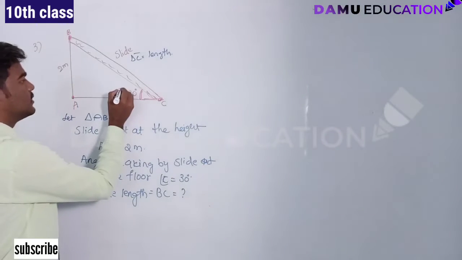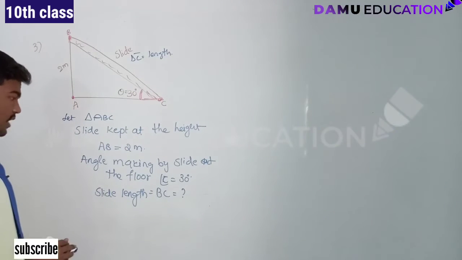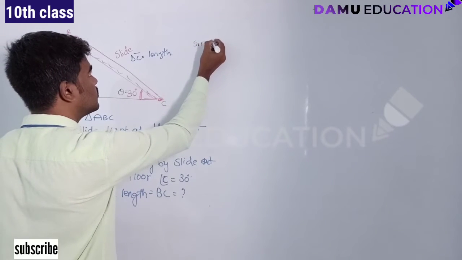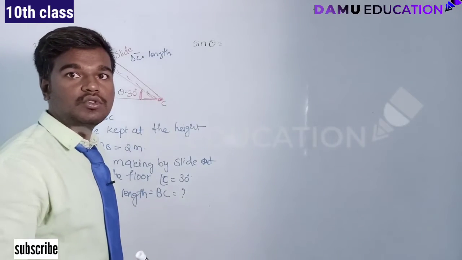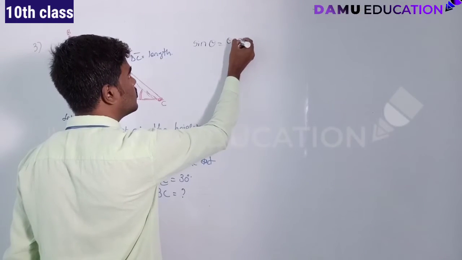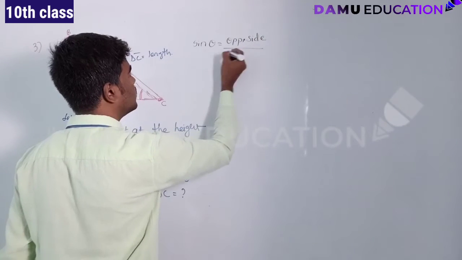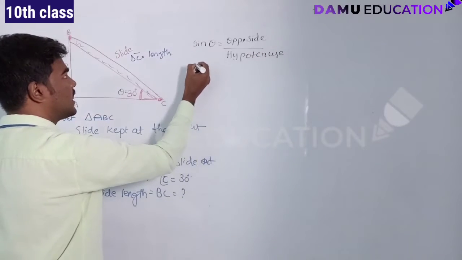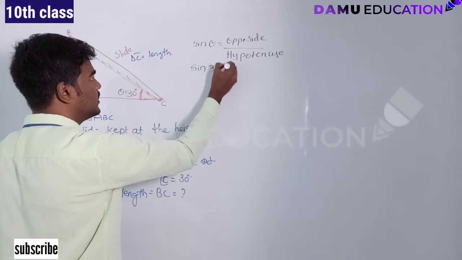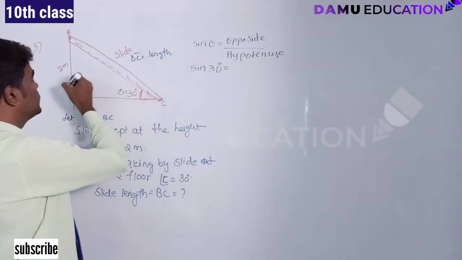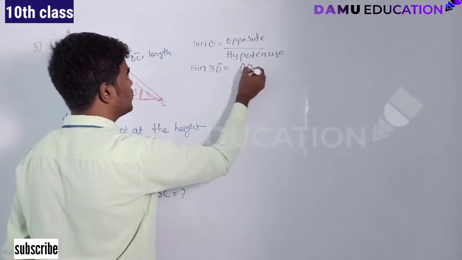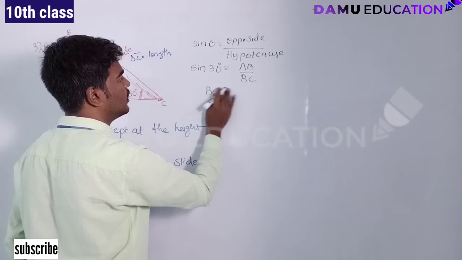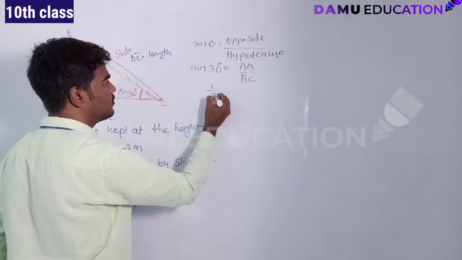So let's take this as theta. Sin theta will be equal to opposite side by hypotenuse. So sin theta means sin 30 degrees. The opposite side for this angle is AB, and the hypotenuse is BC. So sin 30 degrees will be equal to 1 by 2.